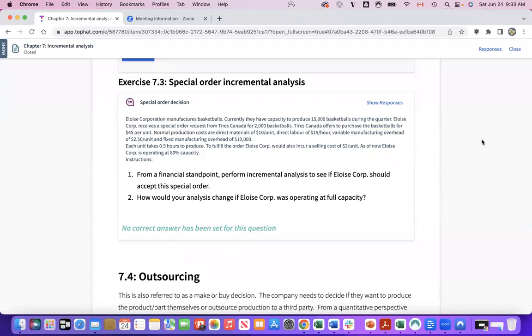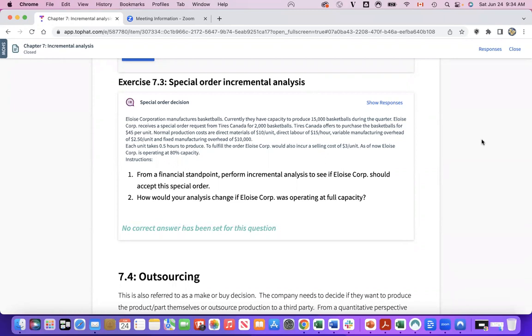All right, let's take a look at a special order incremental analysis question here, 7.3. Eloise Corp manufactures basketballs. Currently, they have capacity to produce 15,000 basketballs during the quarter. Eloise Corp receives a special order from Tires Canada for 2,000 basketballs. Tires Canada offers to purchase the basketballs for $45 per unit.